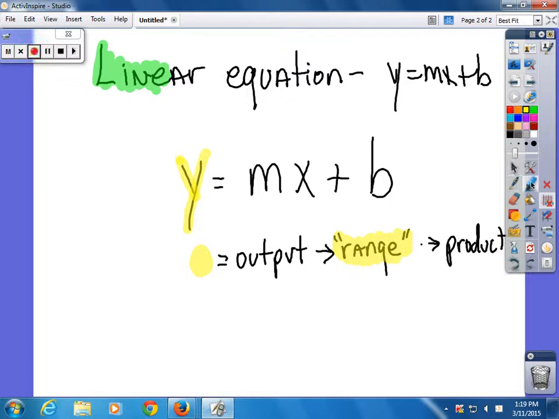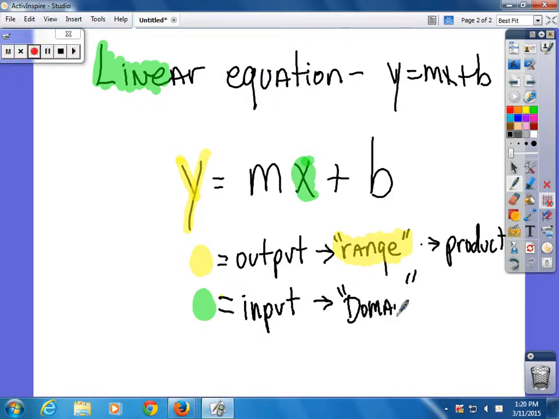All right, let's highlight the x. And the x basically is the opposite of output, which is input. The word that correlates with the input is the domain.